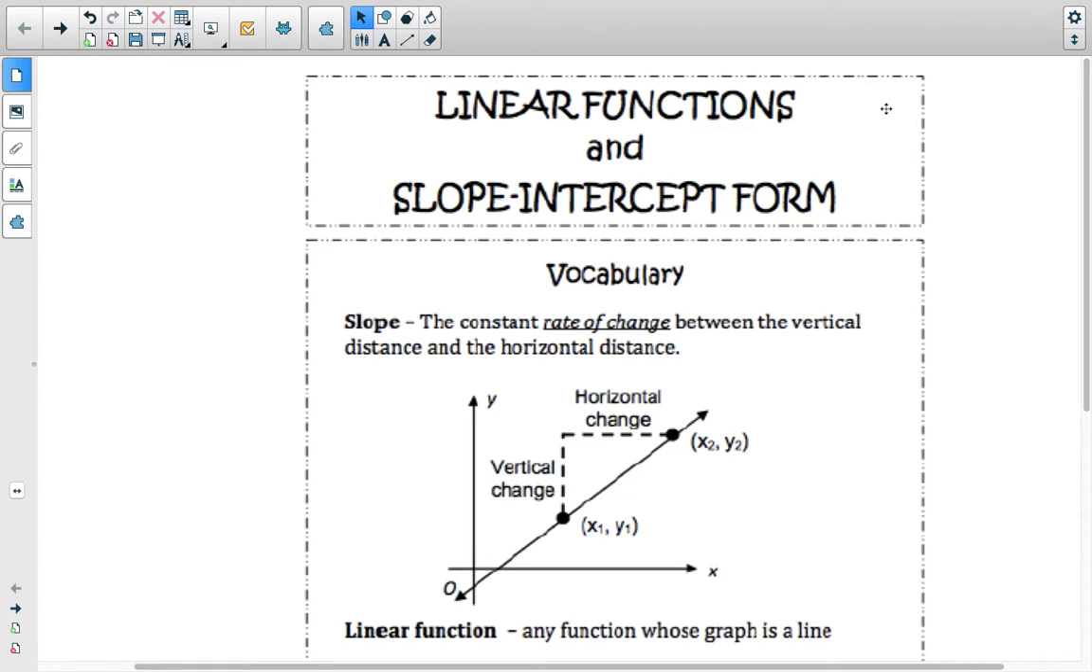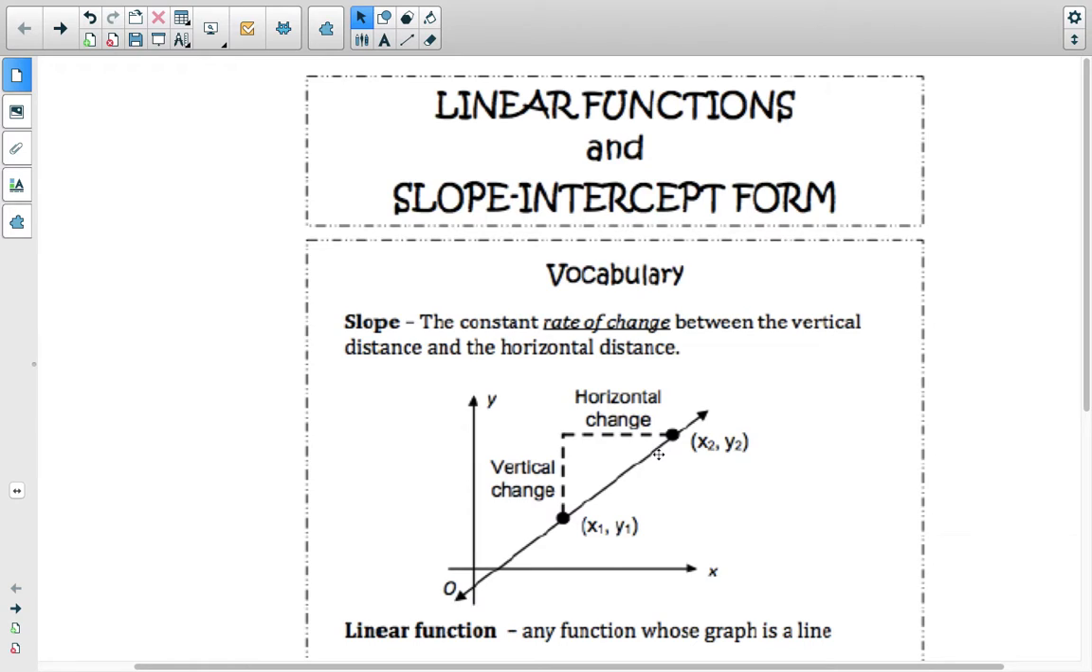and slope-intercept form. First, we're going to look at some vocabulary. Slope is the constant rate of change between vertical distance and the horizontal distance. This means change in y over change in x. The vertical change is how it rises, and the horizontal change is how it runs. You might have heard it as rise over run.